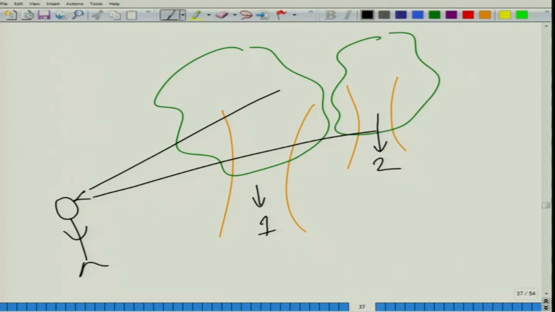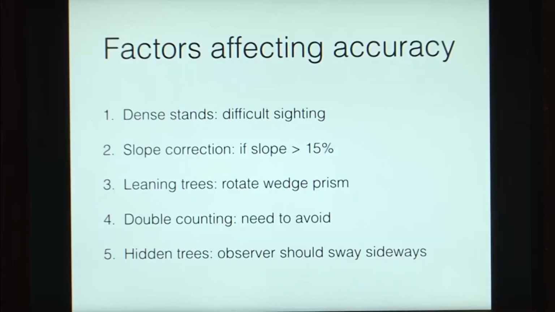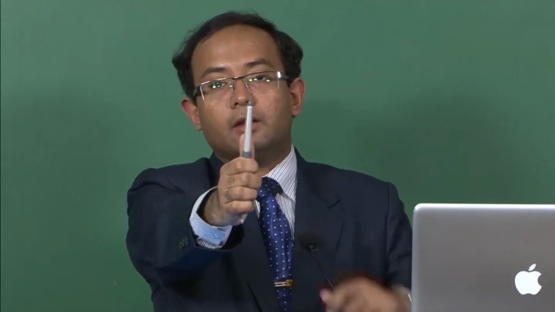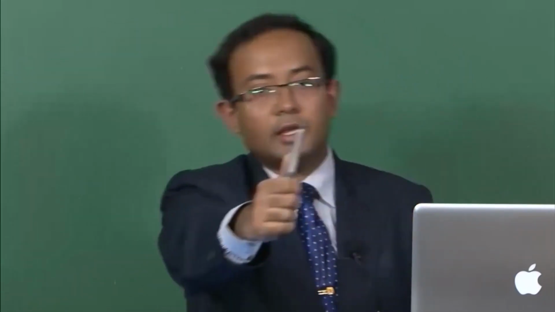So now coming back to this slide, in the case of hidden trees, you need to sway sideways. What would that mean? Suppose I am keeping my instrument like this, and if I am not certain if there is another tree after this, then I need to go towards the side to see if there is another tree or not.